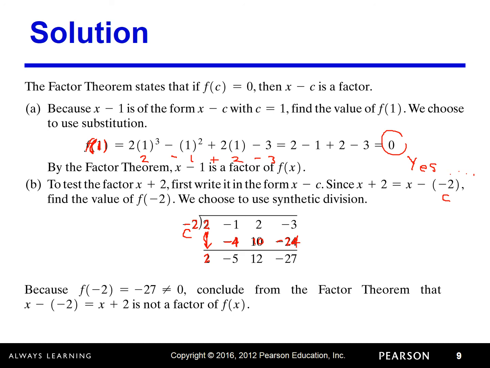And of course, what we were looking for in this division was zero remainder. I'll separate quotient from remainder here. But that's not 0 right there. And so negative 27 is not 0. From the factor theorem, x plus 2 is not a factor of f of x. The division does not go evenly.